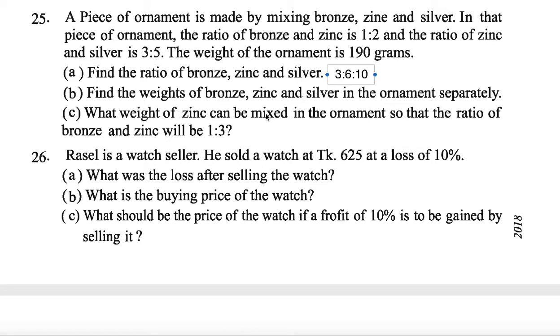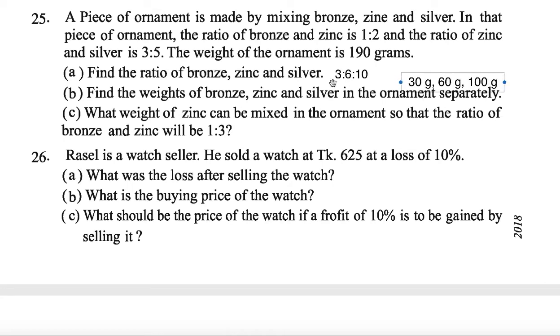Find the weights of the bronze, zinc, silver in the ornament separately. Weight of the ornament is 190. So this is 19, and 10. So 3 times 10, bronze is 30 grams. Zinc is 60 grams. Last one, silver is 100 grams.